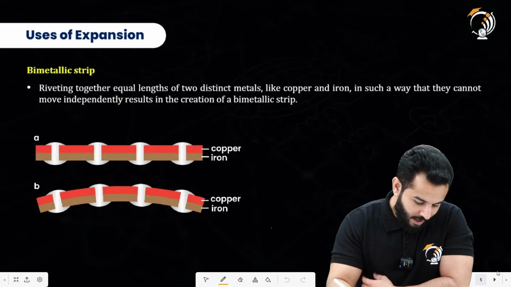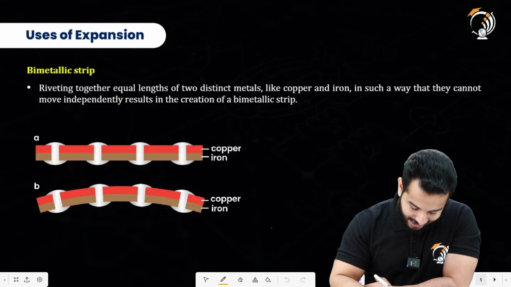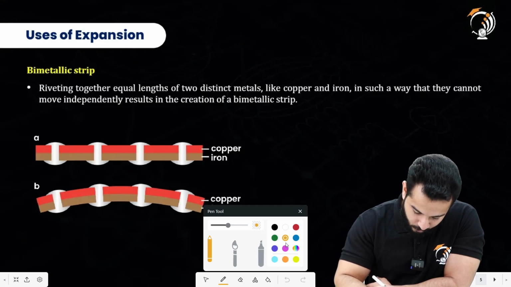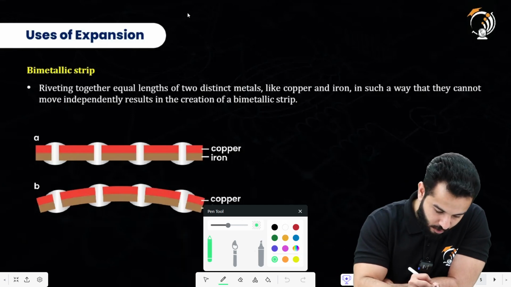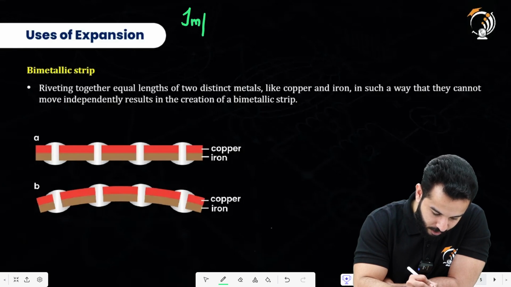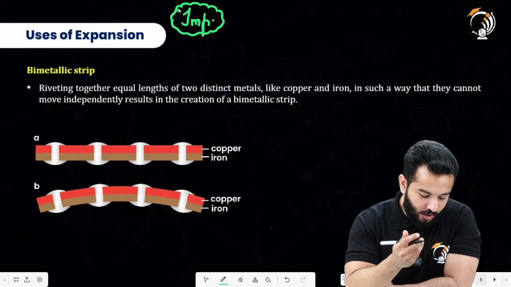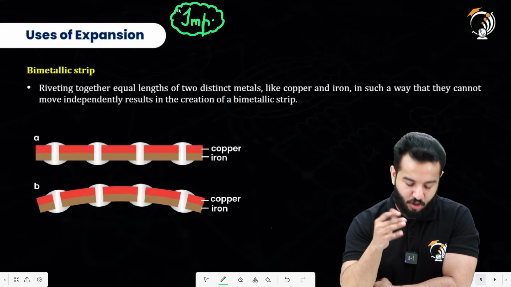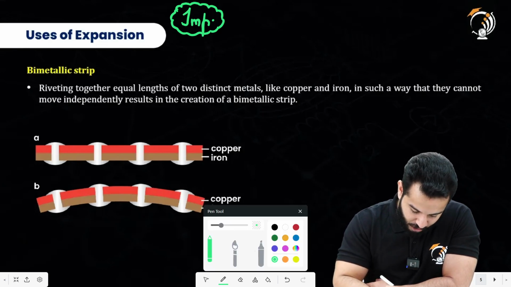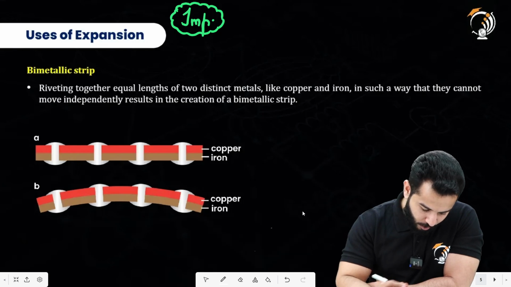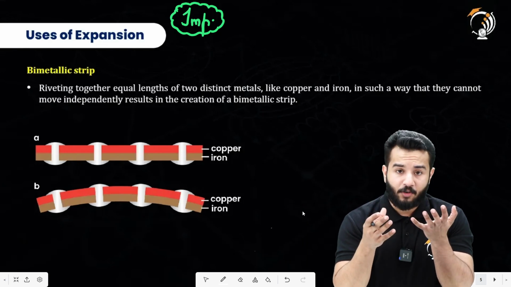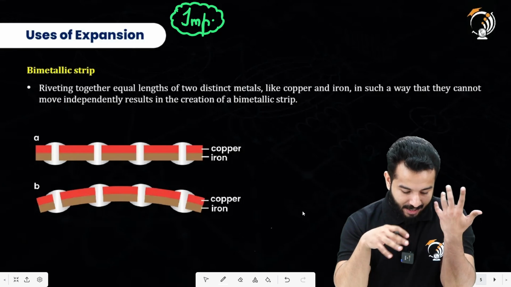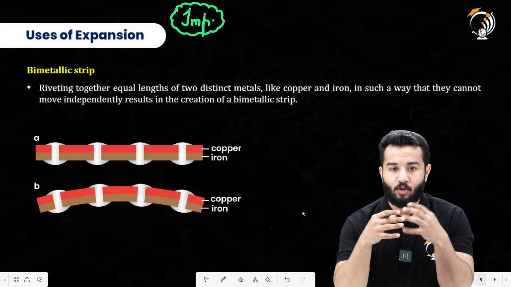This is very important. Now, what are the uses of expansion? This is something important for you, because you might also know that this usually comes in your exams, right? For the first one, we are talking about a bimetallic strip. Now, what really happens with a bimetallic strip? We have two strips joined together, made up of different materials like copper and iron. Now we are going to expose them to a change in temperature.